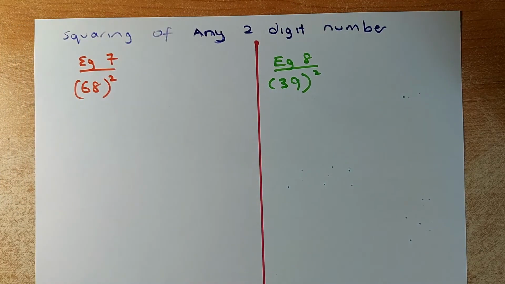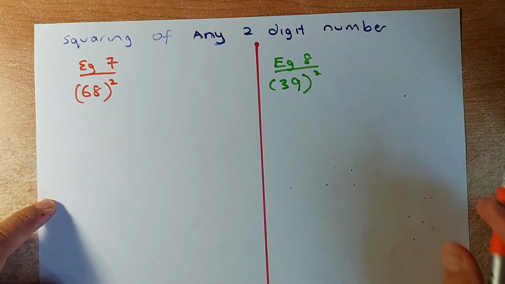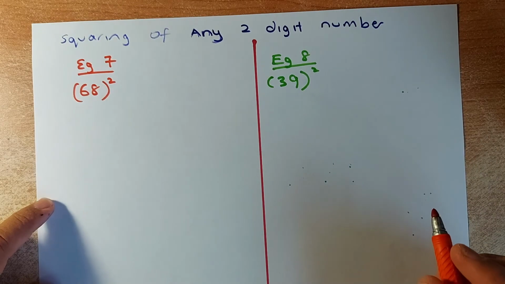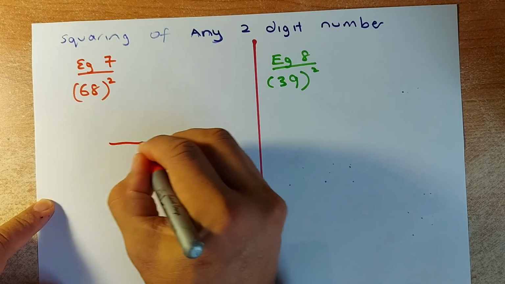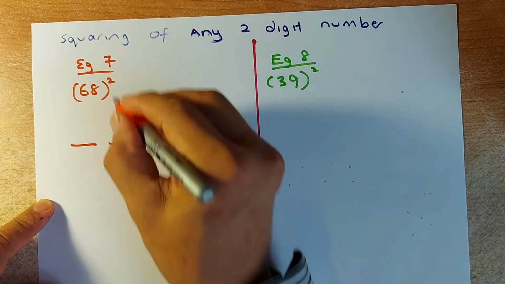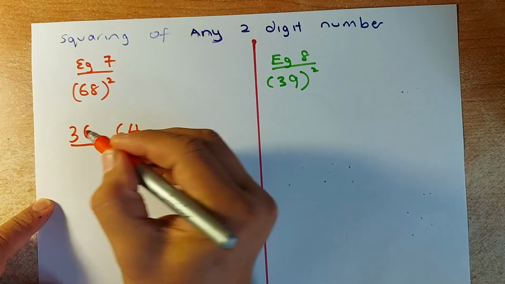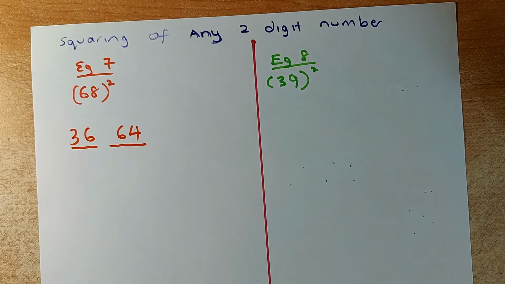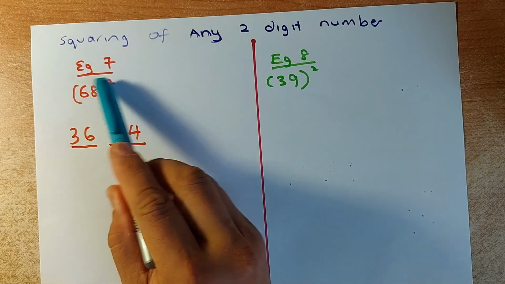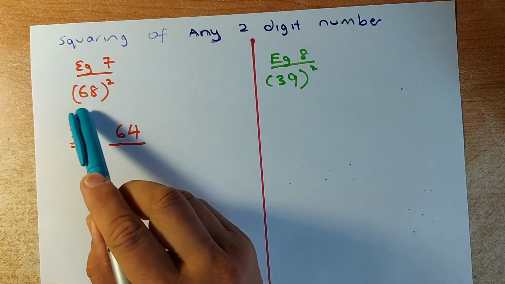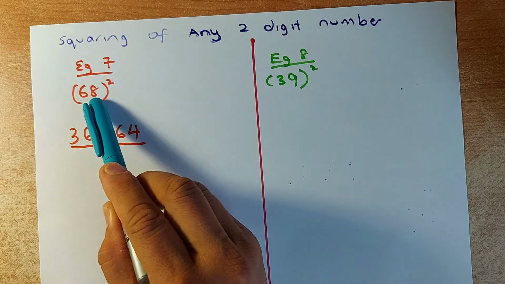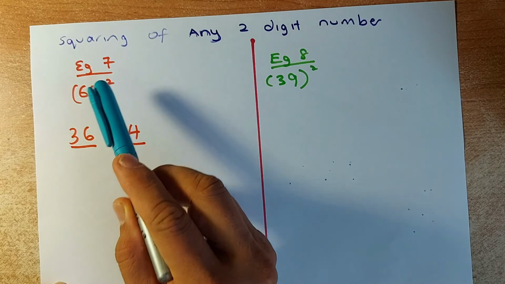And last but not least, what happens if the number is not near 50 and doesn't end with 5? Now we're going to teach you a great method, which is called squaring of any 2-digit number. Listen carefully. The first thing you do, you have a 2-digit number. You square each digit: 8 squared is 64, and 6 squared is 36. That is not the answer. The second step, you multiply the two digits together and double it. 6 times 8 is 48, times 2 is 96.